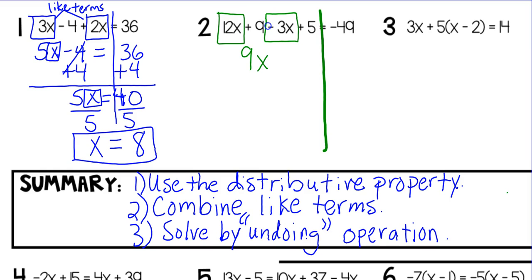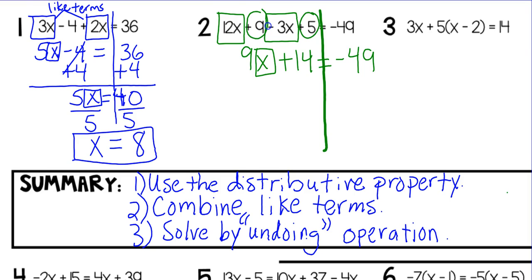I'm also going to combine my 9 and my 5, right? Because I can combine the ones. So how many ones would that be? 14. And that's equal to negative 49. I'm going to go ahead and put a box around my x so that I can keep my variable isolated. That's what I'm trying to get alone.